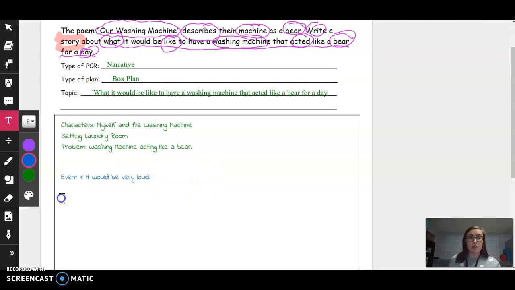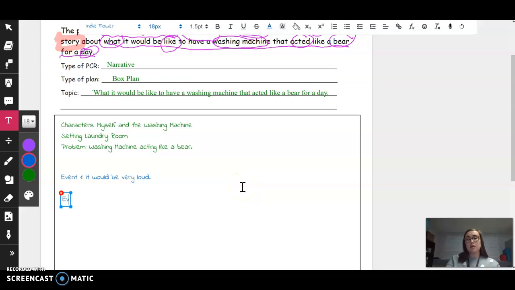So I'm going to go down to event number 2. What is another thing that I could write down on how it would be like to have a washing machine that acted like a bear for a day? Well, it would be very unorganized, because just by looking at the poem, the machine is spitting out a bunch of clothes and everything, and it would just be a hot mess. It'd be very unorganized.